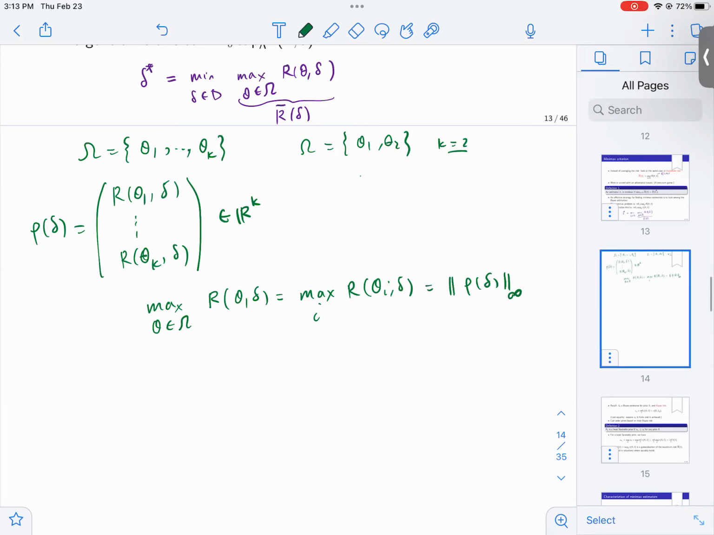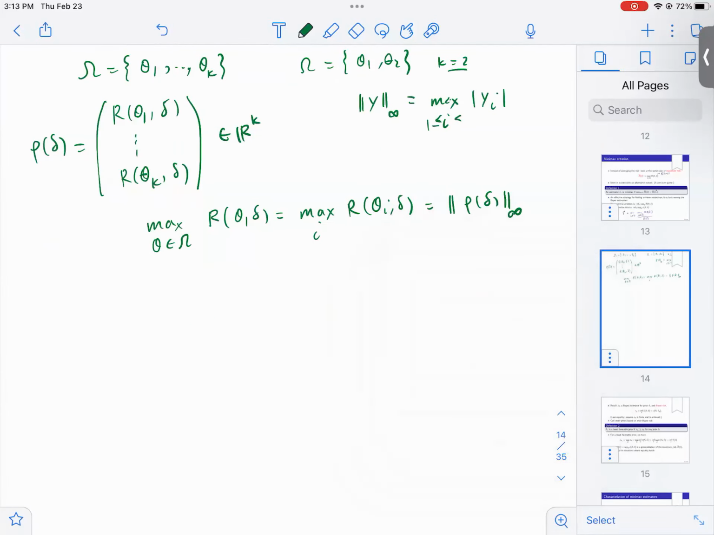Yeah, so if you have a vector y, the infinity norm is the maximum of the absolute value of the elements. I'm assuming that the risk is non-negative, and so the absolute value doesn't matter. So I can put absolute values here. And you can see this is just really the L infinity norm of this.